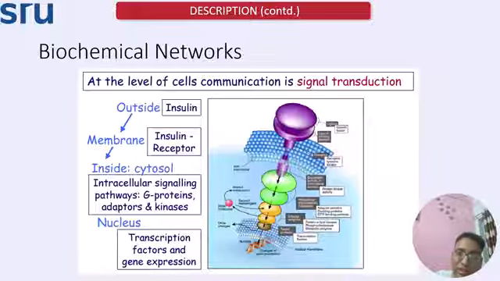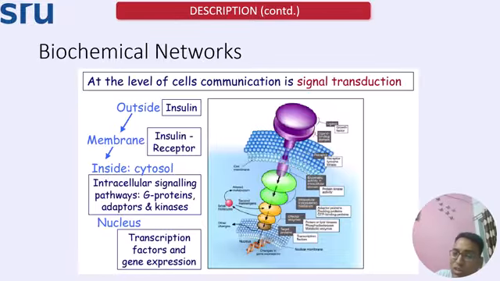So on the outside, if it is insulin, it binds to the insulin receptor. So inside the cytosol, what happens? Intracellular signaling works out. Pathways of G proteins, adapters, and kinases work in. They act as primary messengers. Then after that, it goes and binds within the chromatin, the DNA required slots. Then what happens? These parts then work out transcription factors and gene expression. The secondary messengers then work out the required part.